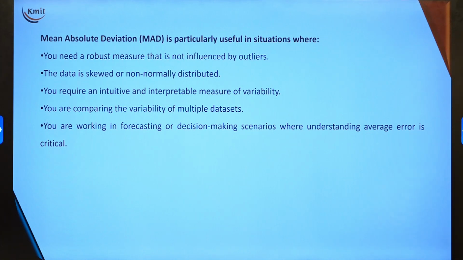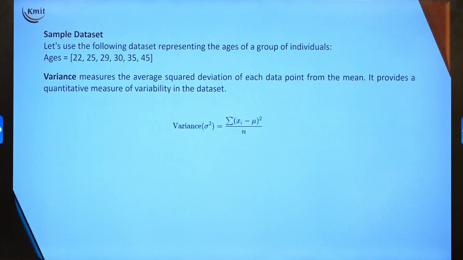Mean absolute deviation is actually used when your data set has so many outliers, or when the data is skewed or not normally distributed, or when you have to measure the variability in depth, or when you want to compare the variability of multiple data sets together, when you are doing forecasting or when you are going for decision making scenarios. We'll be using mean absolute deviation.